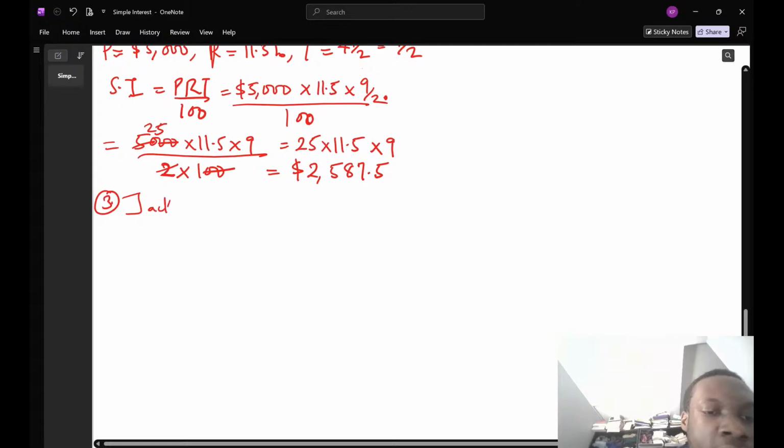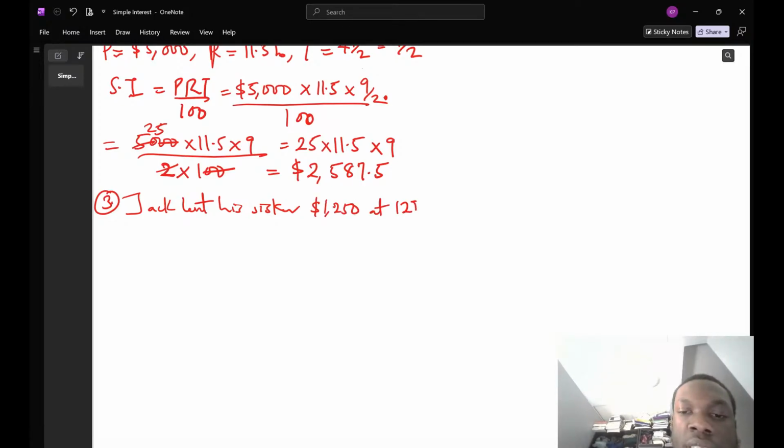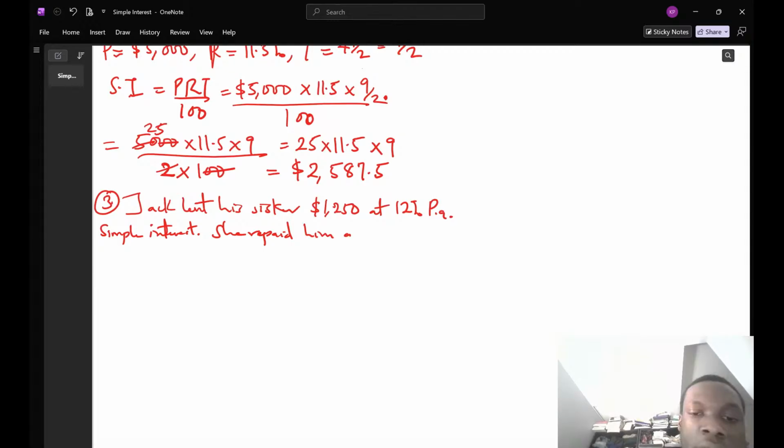It says Jack lent his sister $1,250, okay, at 12% per annum, simple interest. Okay, he says she repaid him after 3 years. She repaid him after 3 years. He says, how much did Jack receive?